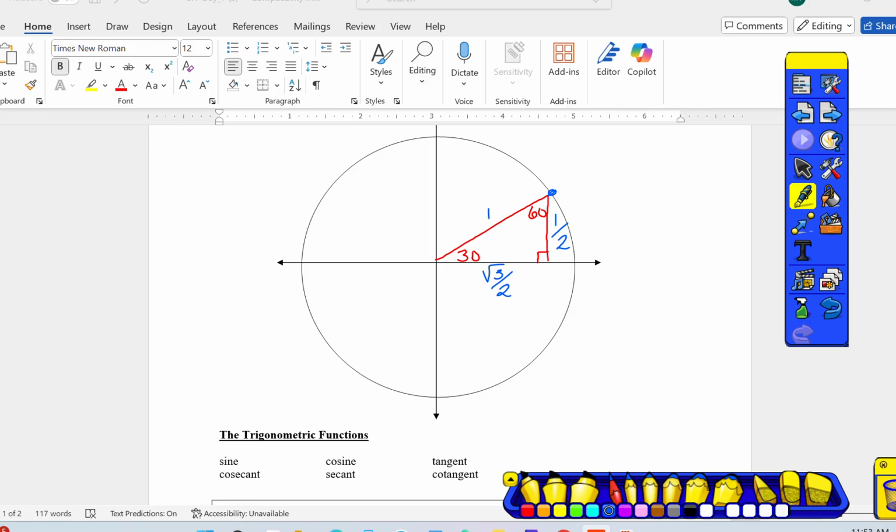Okay, so we're going to do a little review from geometry. We did this a couple weeks ago. We talked about sine, cosine, and tangent, and SOHCAHTOA. So we're going to find the sine of 30, the cosine of 30, and the tangent of 30. Okay, so SOHCAHTOA, I'm going to write that at the top so we have it, and we know it. SOHCAHTOA.